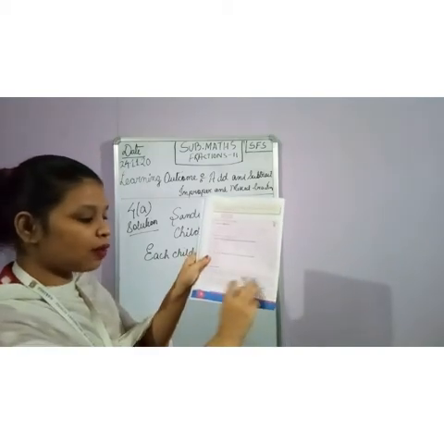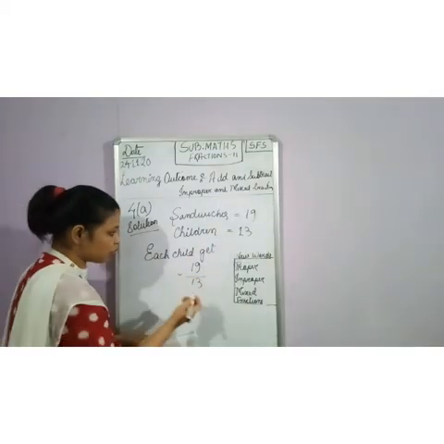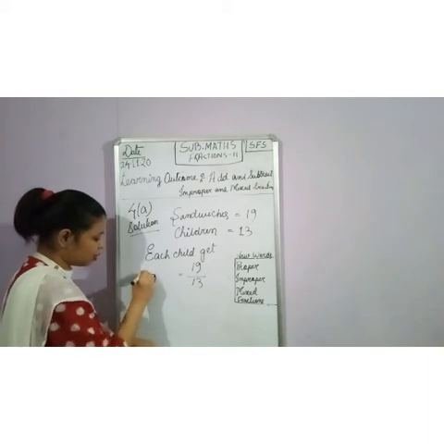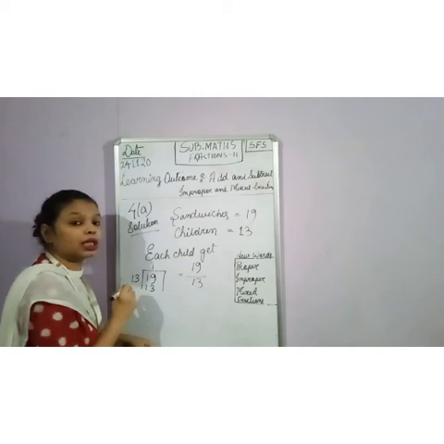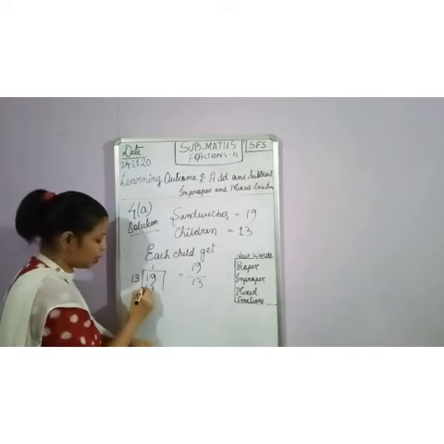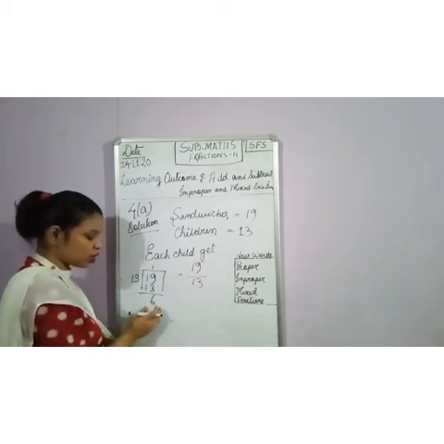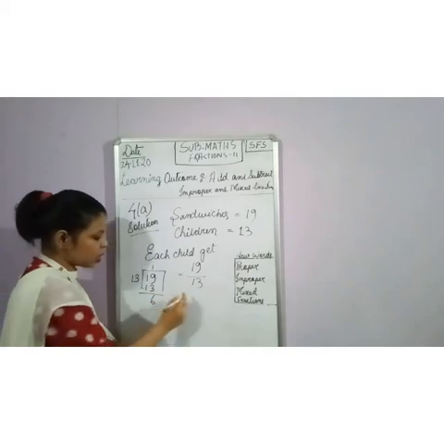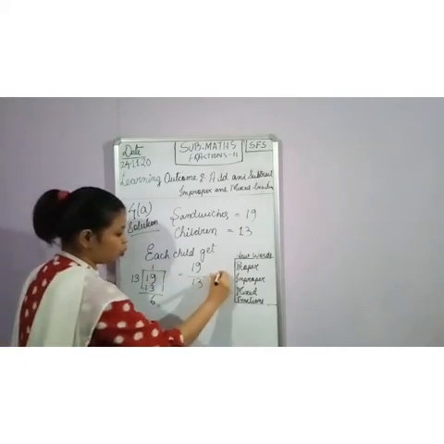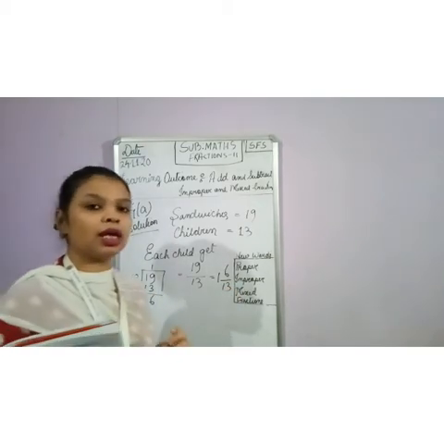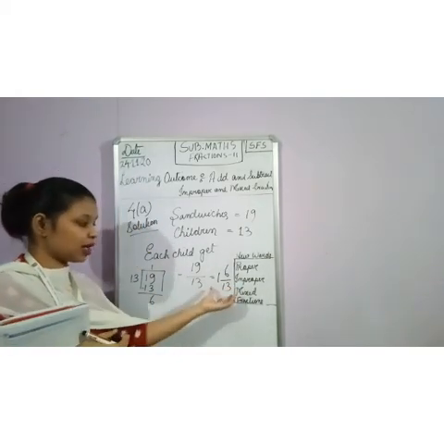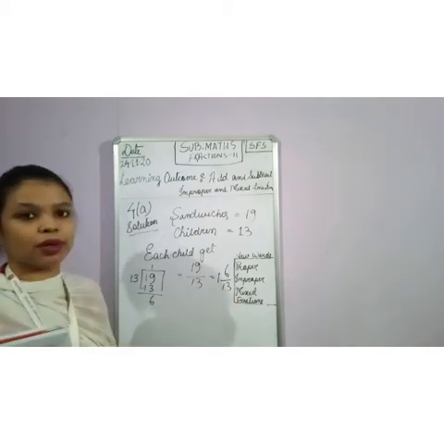It is given, give your answer as a mixed fraction. So what you do, you divide 19 by 13. 13 ones are 13, because 13 into 2 is 26, which is a bigger number. Now 9 minus 3, 6, 1 minus 1, 0. So 6 is the last number, we don't have any more numbers. So what will be the answer? 1, 6 by 13. Okay children, so in this way you can express an improper fraction as a mixed fraction.